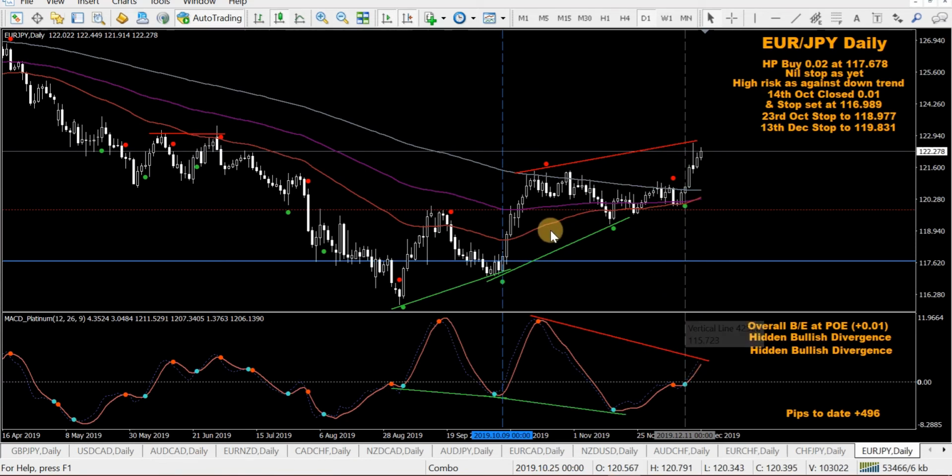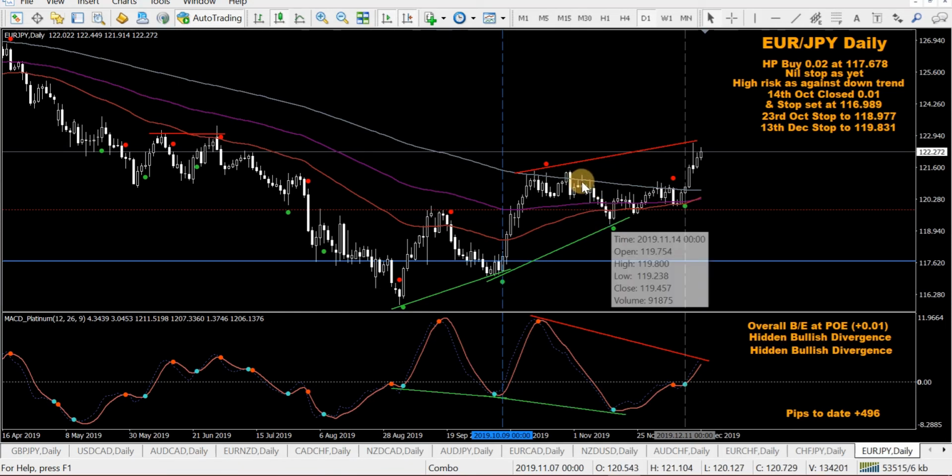Euro yen, now this is a little bit different. I took a buy back here, it's gone up, I've taken some action, I closed half. Probably had my stop somewhere down here, and now I've since moved it up to here. There was another buy. I think I took a sell in there also, made a few pips. I think I did.